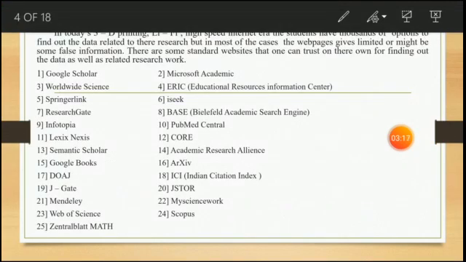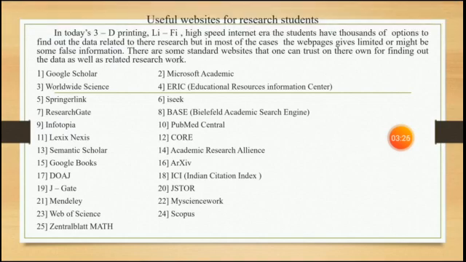So today, in the new artificial intelligence or machine learning era, in the 3D printing era, in the Wi-Fi, high-speed internet era, the students have thousands of options on Google. If you put any word on Google, there are millions of pages. But which is the best or which is useful, that is important, because each and every page cannot be opened and read at random. So these are the related useful websites which I thought are useful for research work.